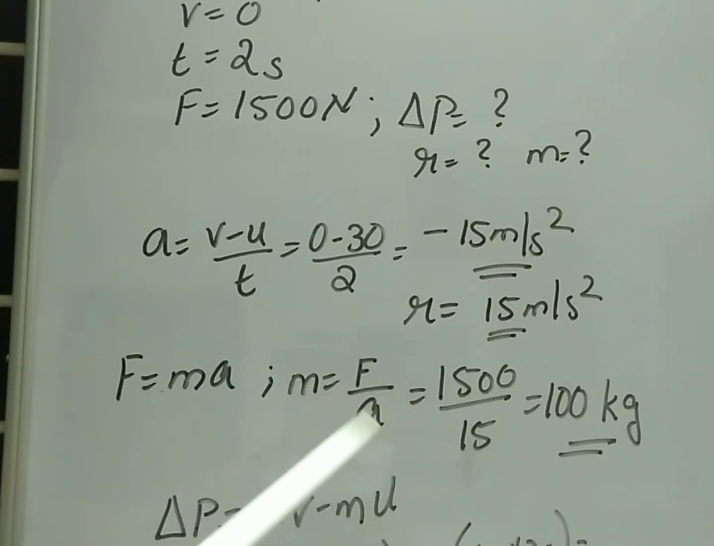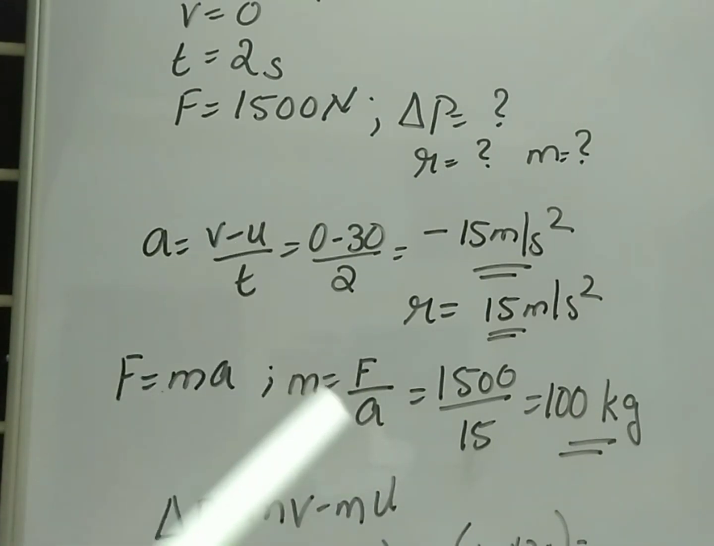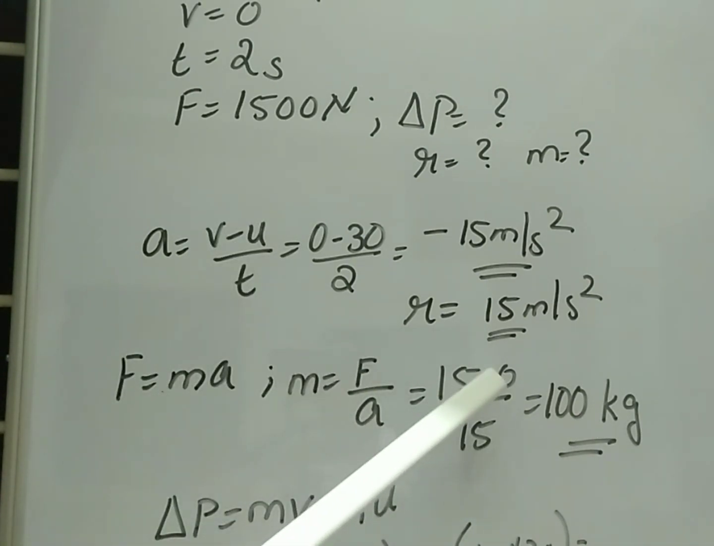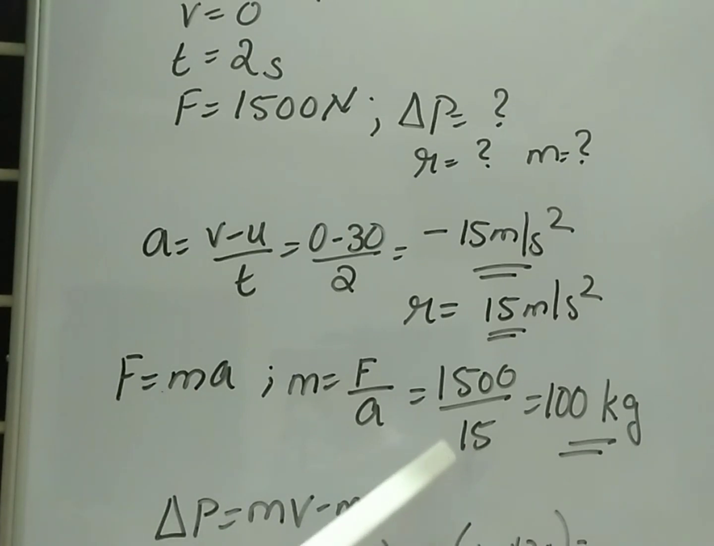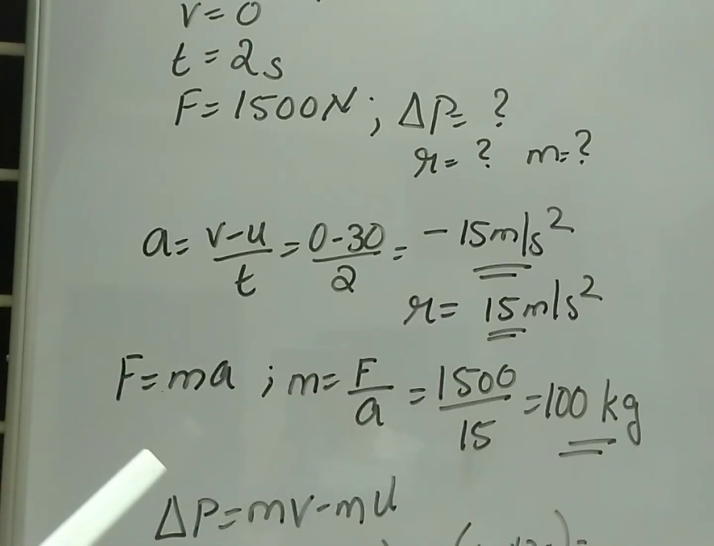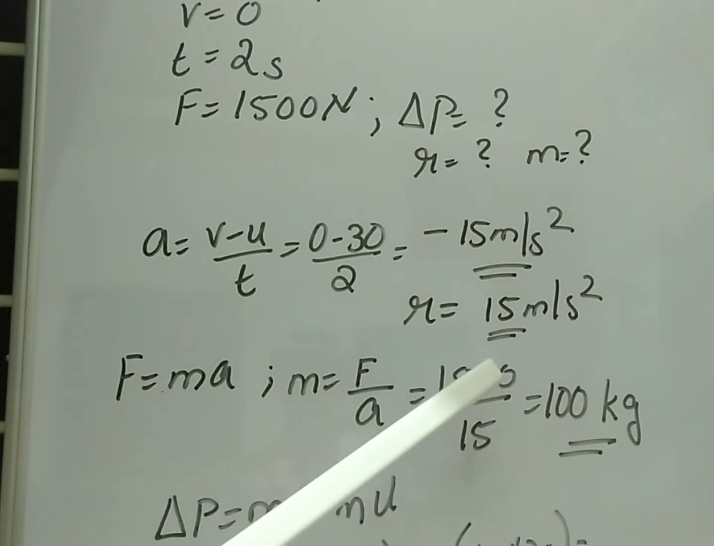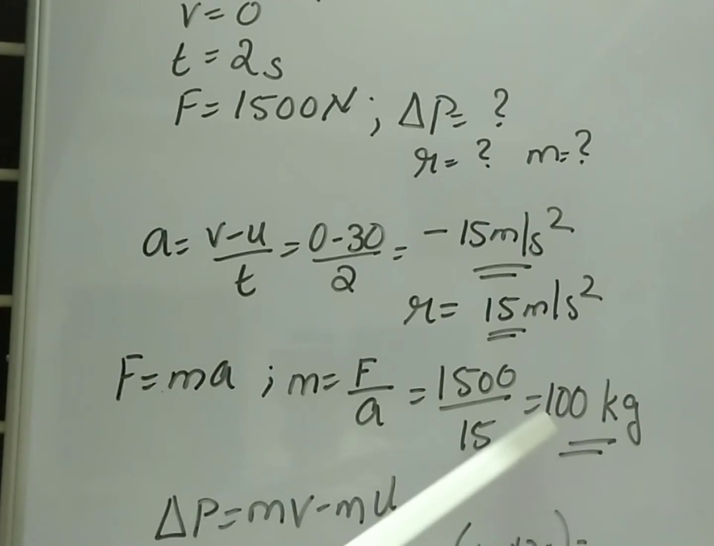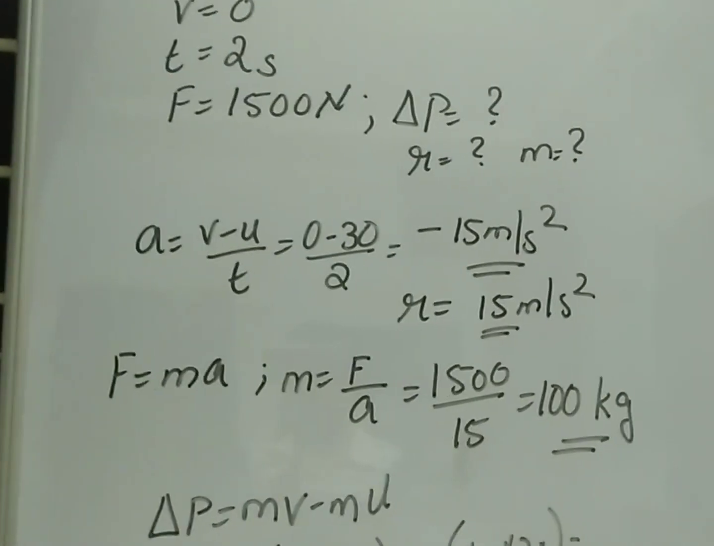Force is applied and the object is about to stop. So we can take 1500 by 15. Don't get confused why we are taking positive 15. Acceleration is negative, but here all the things are related to negative because it is retardation happening. So 1500 by 15, you will get 100 kilogram. Mass of the car is 100.